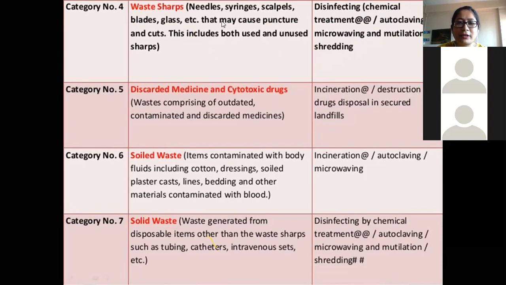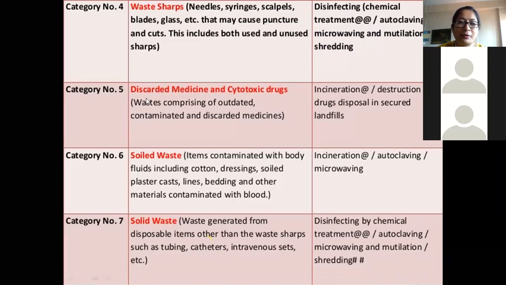There are no plastic items in category number 4, only sharps. First we have to disinfect. After that we can do the autoclave or microwave, and shredding. Shredding also is done by giving high temperature.